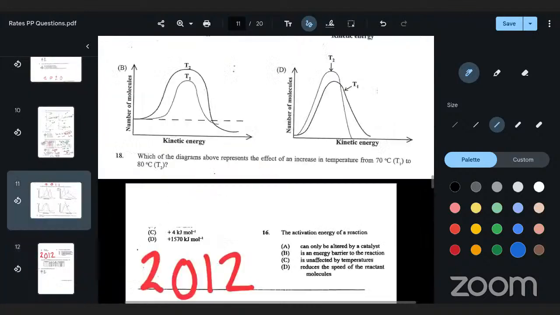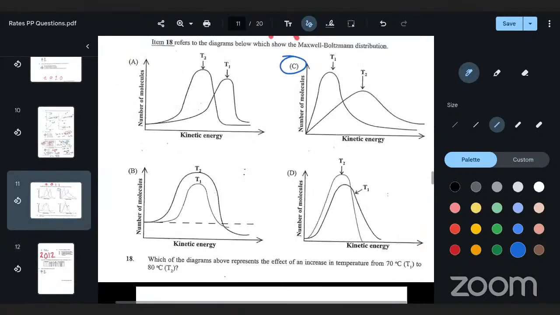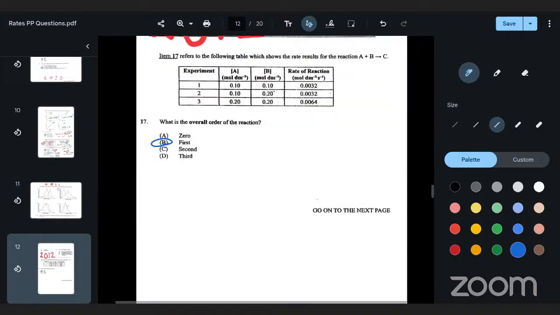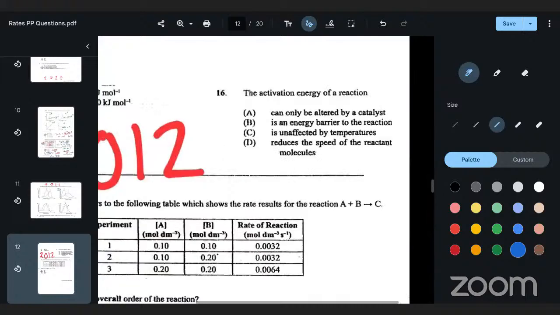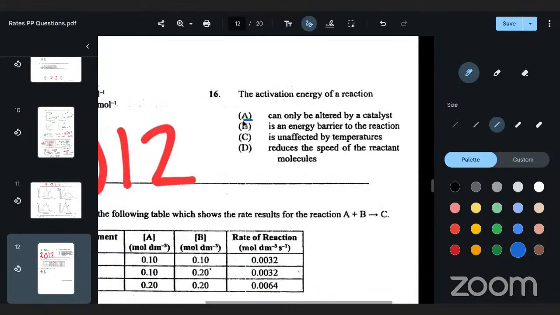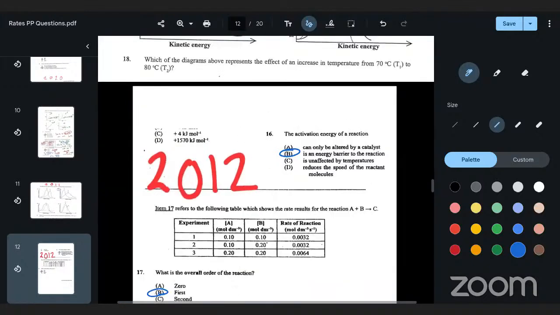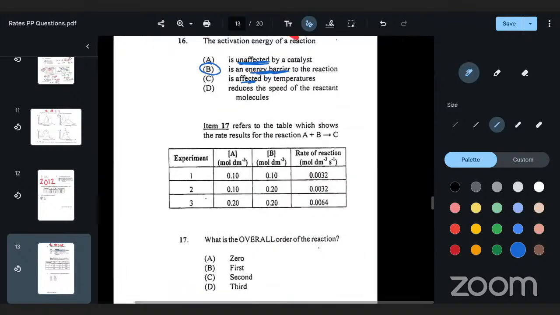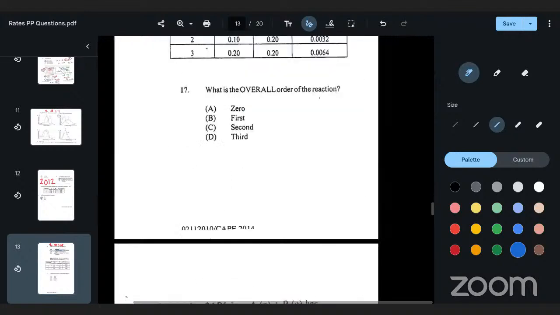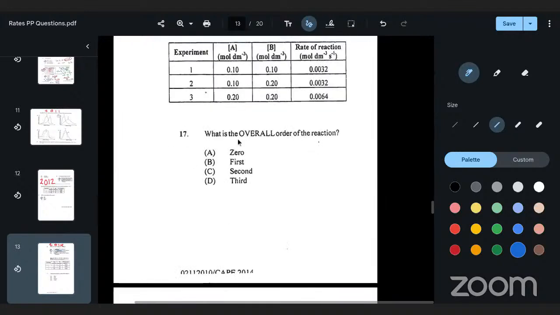Where were we? All right, so we said C. And we passed that. On this one, okay, that's 2012. Oh, it was actually a repeat for 2014. Again, this is a repeat, but let's just circle it.